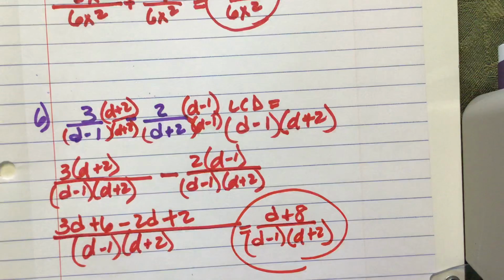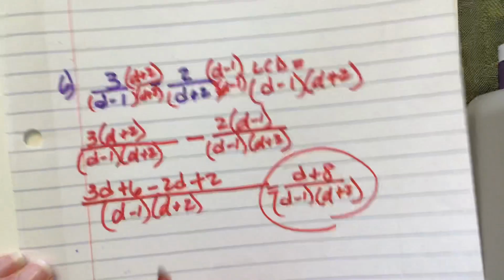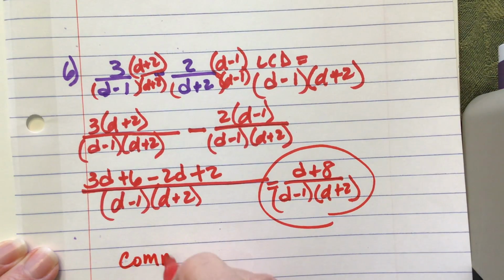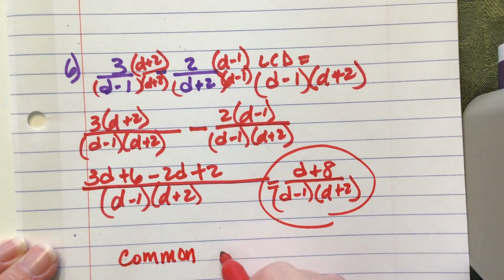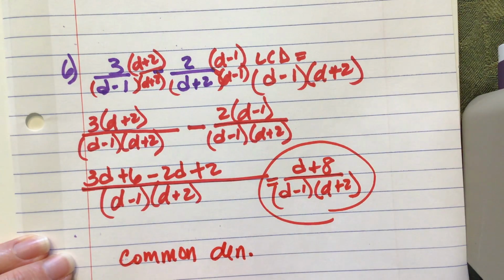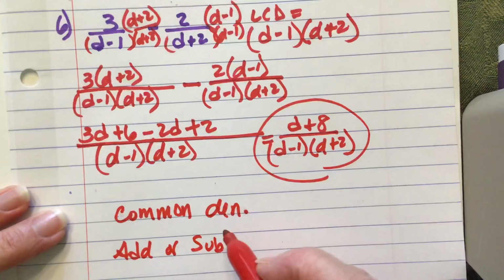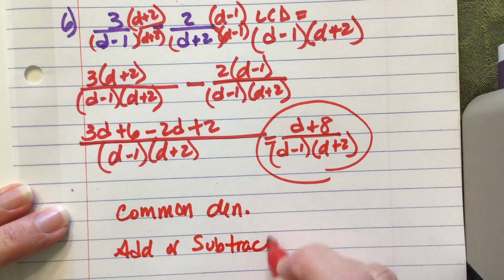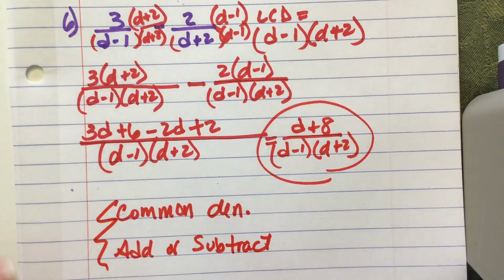So what we want to do is get a common denominator. I'm going to get a common denominator and then add or subtract. And that's all we're going to do for today. Okay, so let's give those a try.